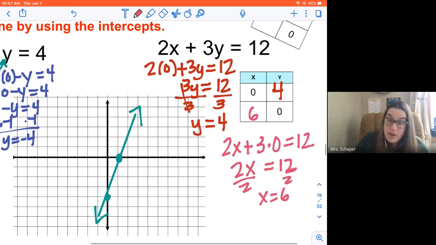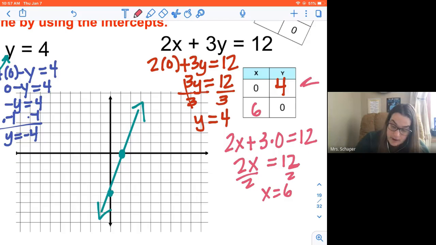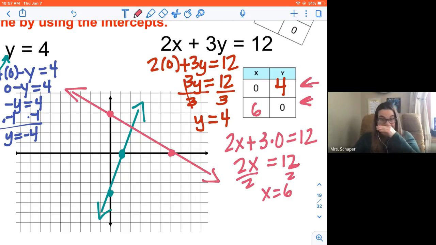So I'm going to plot the two ordered pairs from my t-table. 0, 4, and 6, 0. So I start at the origin, x is 6, go over 6, put a dot. Whenever I do that, then I draw a line straight through, arrows on the end. Your line should be straight.